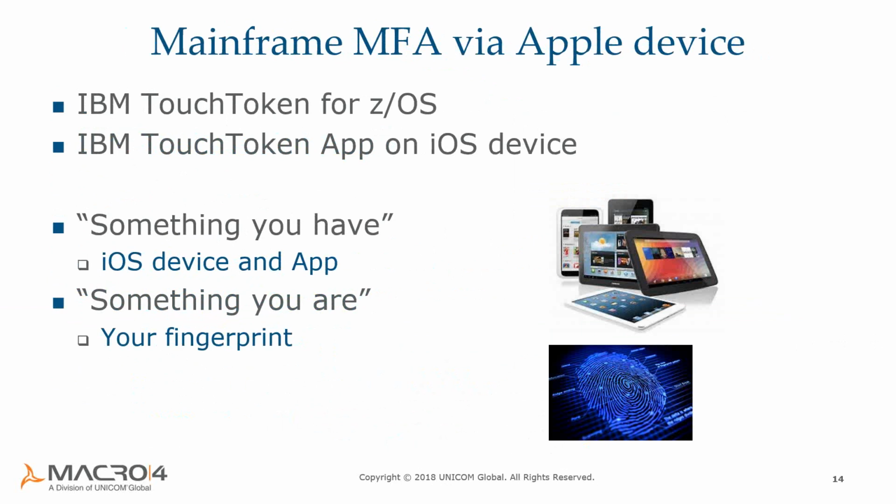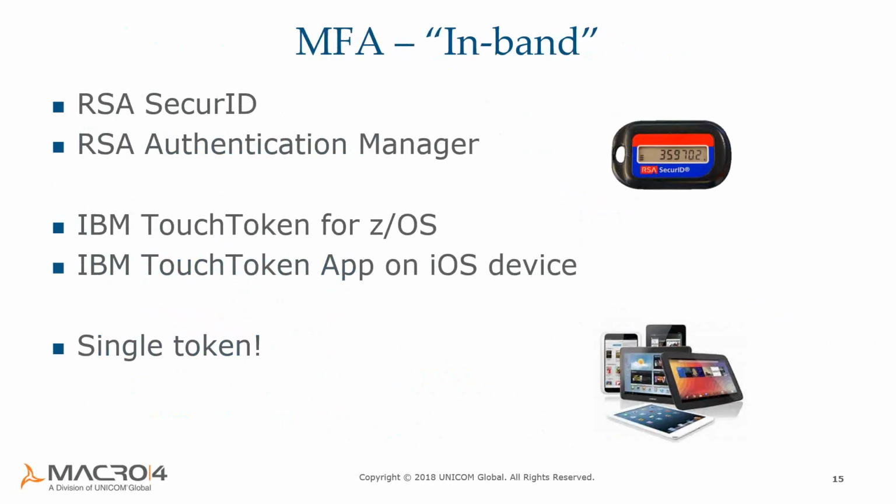So these were the first ones that IBM supported. And these are what's called in-band. So these are the first two. You've got the RSA fobs and keypads, and then you've got the Apple phone. But again, they just generate a single token that you put into the password field. So it's better, but it's still a single token. Is that multi-factor? I'm not so sure. But it is more secure than a straightforward password.